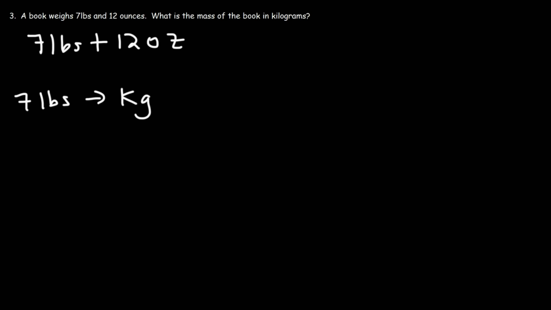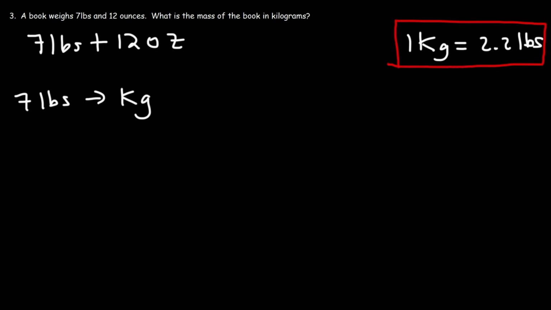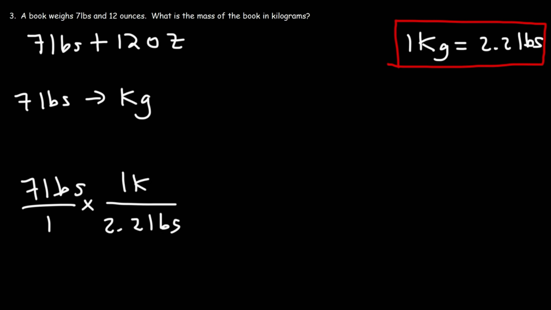To do that, what conversion factor do we need? If you recall, 1 kilogram is equal to 2.2 pounds. So that's the conversion factor we need for the first part. Let's start with 7 pounds over 1. And then in the next fraction, we're going to put 2.2 pounds on the bottom, 1 kilogram on top. So here we need to divide. So it's going to be 7 divided by 2.2. And so you get 3.18 repeating, but I'm going to round it to 3.182 kilograms. So that's the first part.